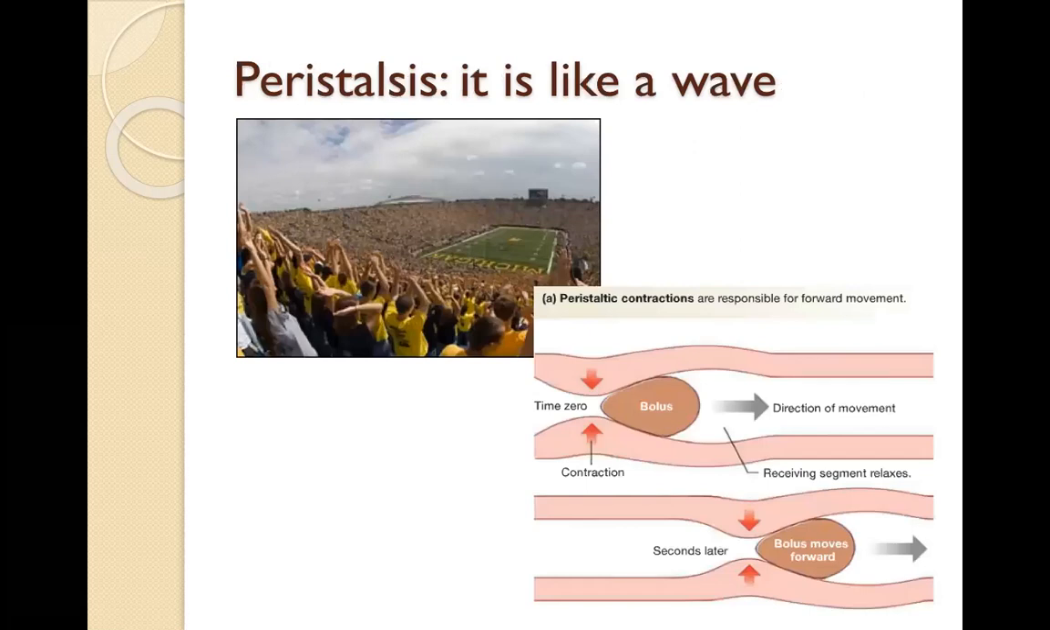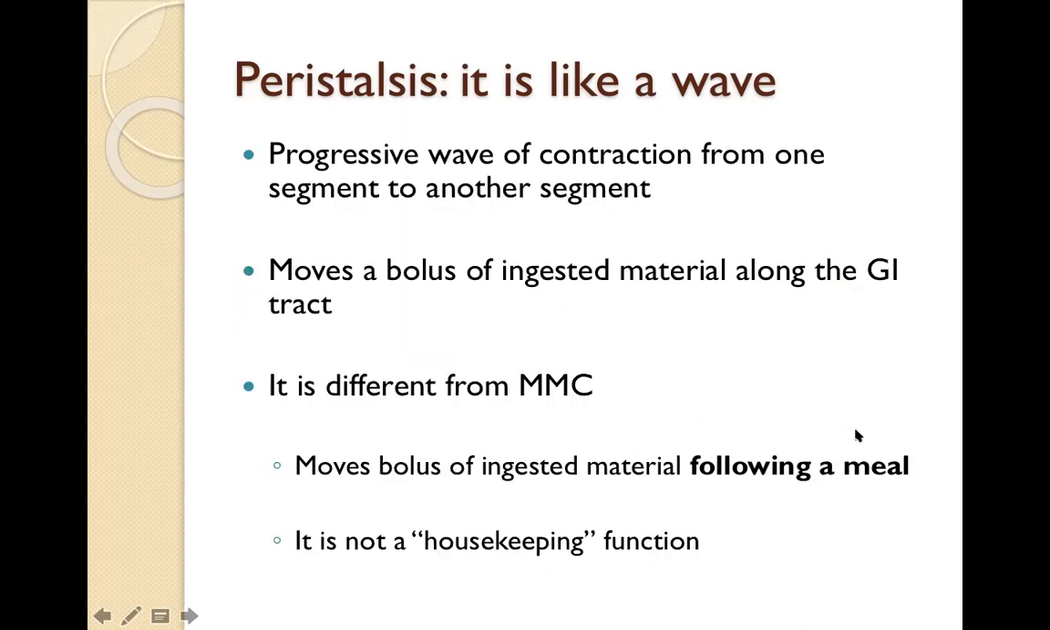So peristalsis is like a wave, and it moves from one region to the next fairly quickly to move a bolus of food from one segment of the GI tract to another segment. And so it's this progressive wave of contraction. It's different from the migrating motor complex in that it moves a bolus of ingested material after you've actually eaten it. It's not a housekeeping function at all. It's helping things move along.